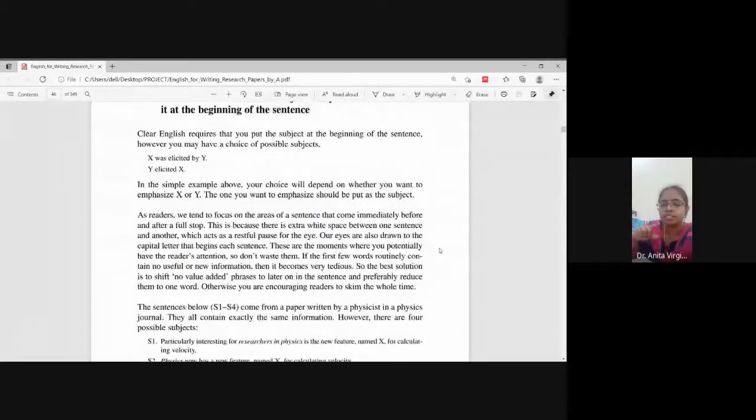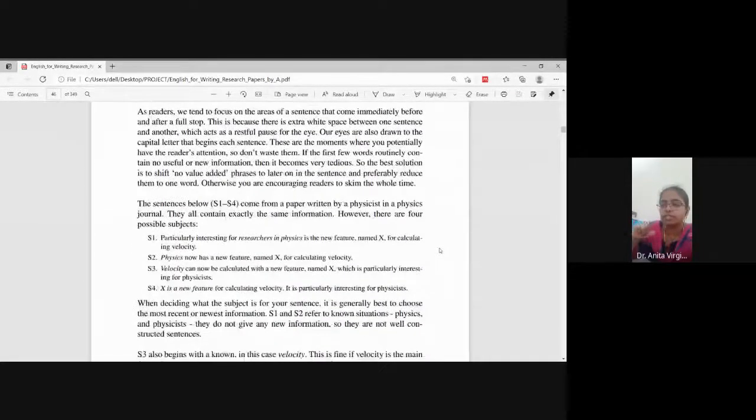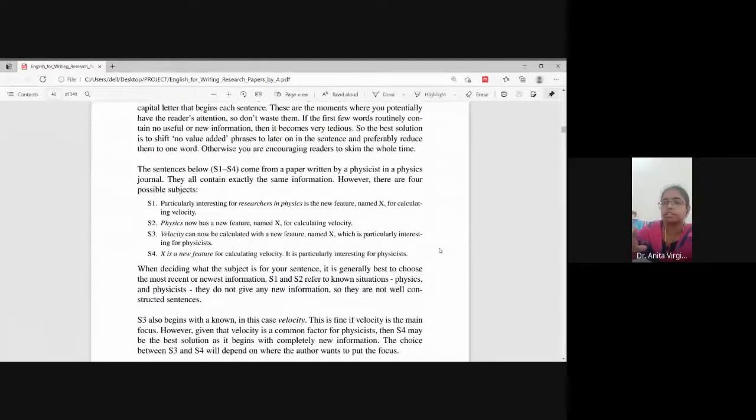So here you can just see those sentences, S1, S2, S3, and S4. Now, this physicist has written the same sentence, of course, but he has just used different subjects. So, particularly interesting for researchers in physics is the new feature named X for calculating velocity. Now, this is the matter, this is the content.